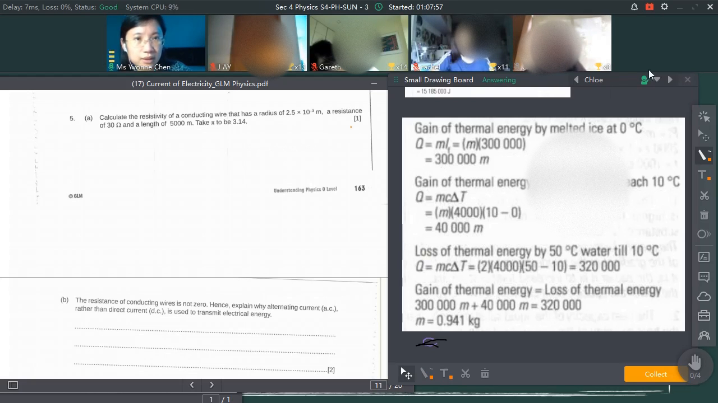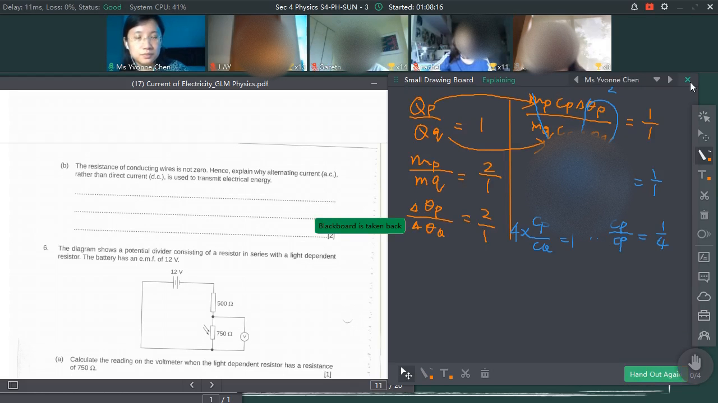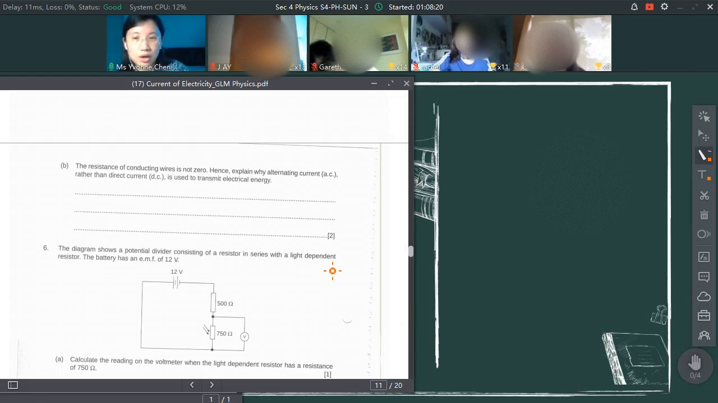Okay, so can we look at the DC circuit worksheet now? Are you all ready? Okay, I'll collect the drawing board. Okay, class, now let's look at the DC circuit worksheet.